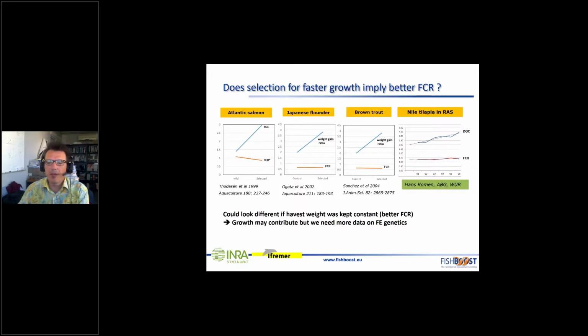So one possible reason for this is that in this type of experiment, you rear the fish for the same time. So the fast growers become larger. It could look different if it was harvest weight that was kept constant. So if you would kill the fish unselected and selected at the same age. But we have no experiments like this, so we cannot conclude. What we can conclude in general is that, yes, growth may contribute. We have no indication that the fast-growing fish should have a higher, so worse FCR. But clearly, we need more data on feed efficiency genetics and on the links between FCR and growth.